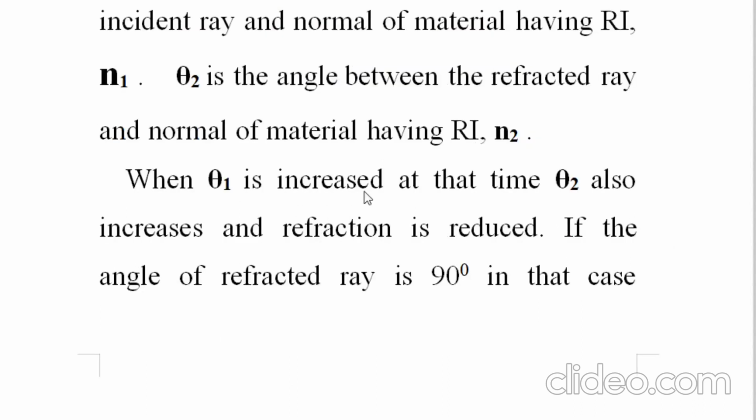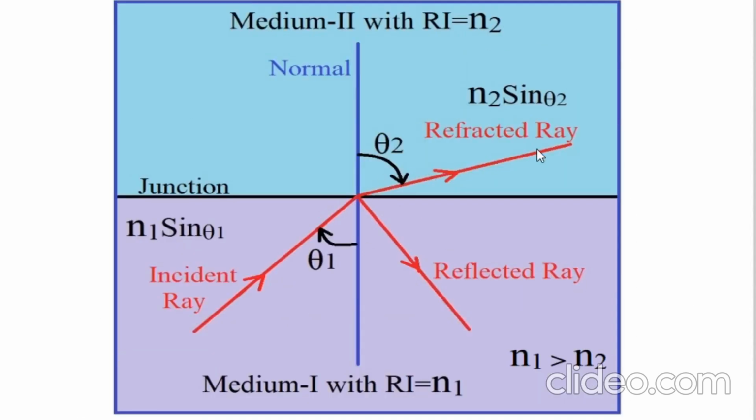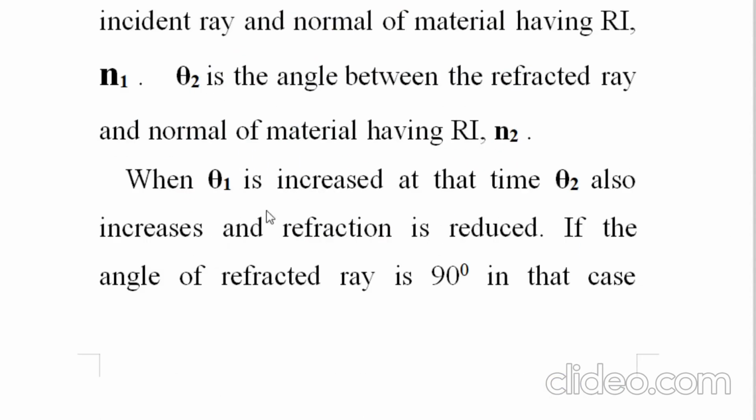Then when theta 1 is increased, at that time theta 2 also increases and refraction is reduced. That is what I told you. We don't want any refraction. Therefore, this ray should come back into this medium. If it is not coming back into this medium, the refracted ray at least should come along the junction of the two media. Therefore, when theta 1 is increased, theta 2 also increases, and refraction is reduced.